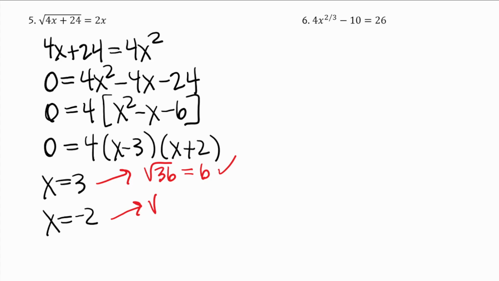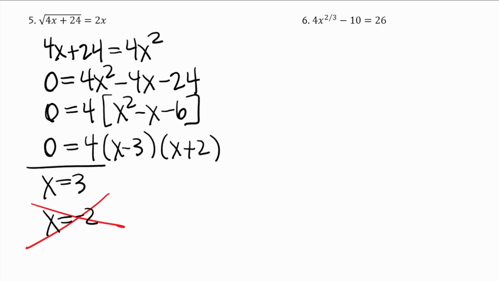So I'm going to have negative 8 plus 24 is the square root of 16 equals 2 times negative 2. It's negative 4. That's not true. The square root of 16 is positive 4. Now, negative 4 is a solution to the equation x squared equals 16, but we didn't really say anything about that. So that's why we're saying this is not a solution, because the square root of 16, we take that to mean positive 4. Okay, so that one's out. x equals 3, that's my solution.